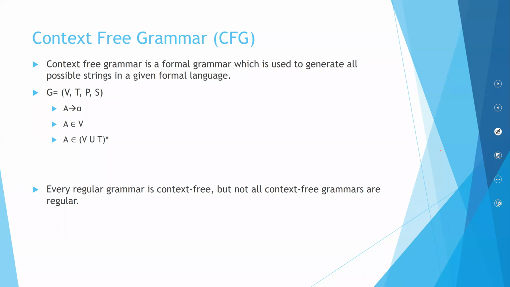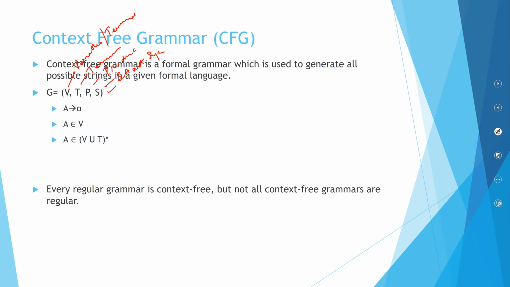Now, context-free grammars take a four-tuple V, T, P, S, just as your regular grammar, where V is the variables or non-terminals. T will be the terminals. P will be the production rules. And S will be the start symbol.